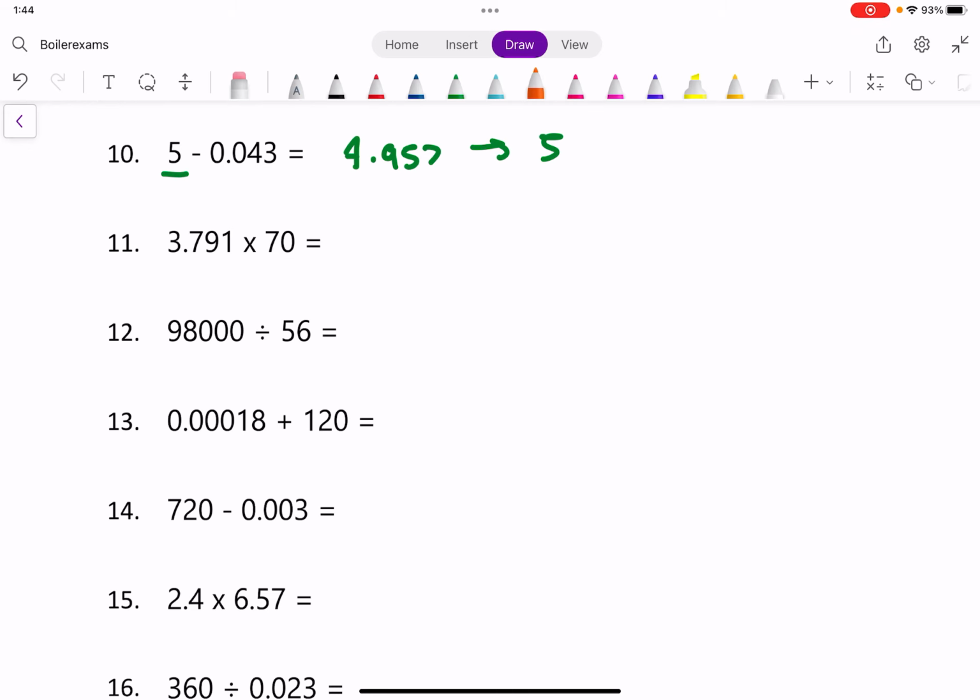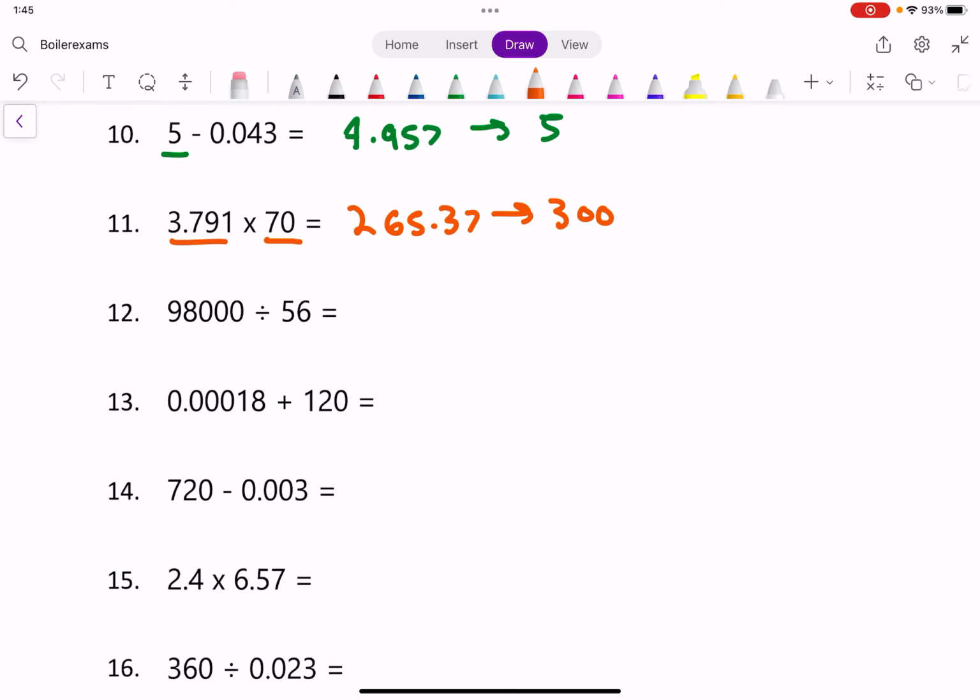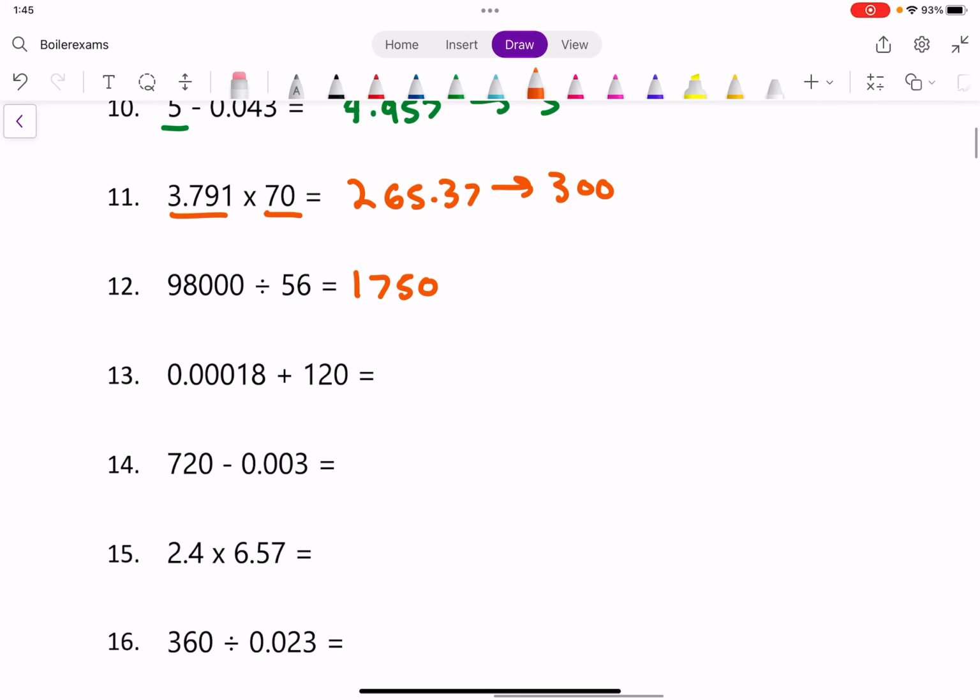3.791 times 70, 265.37. And we are going to round to the least number of sig figs since it's multiplication, which this one has 1 sig fig, this one has 4, round to 1 sig fig. This gets me 300. 98,000 divided by 56 gets me 1,750. And we are going to round down to the lowest number of sig figs. This has 2, this also has 2. Go down to 1,800.